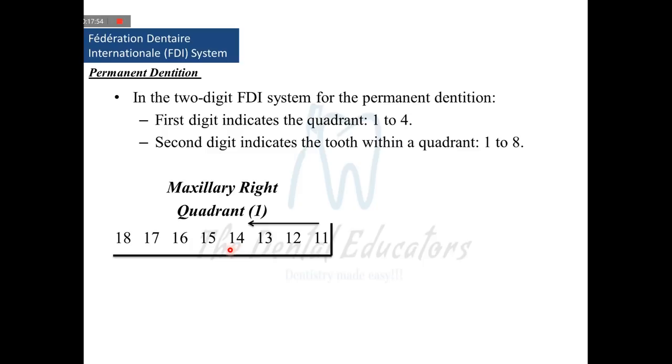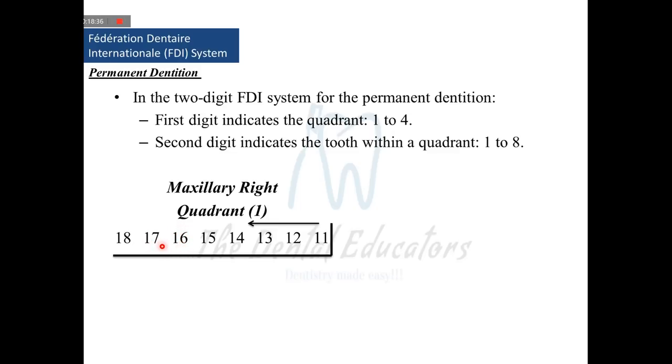Now 1-4: the first digit, 1, represents the quadrant of permanent dentition, whereas the second digit represents the tooth number from the midline. So we will say maxillary right, fourth tooth from the midline, that is the first premolar. And 1-5 represents the maxillary right quadrant for permanent dentition, and the fifth tooth from the midline is the second premolar. 1-6 represents the maxillary right permanent first molar.